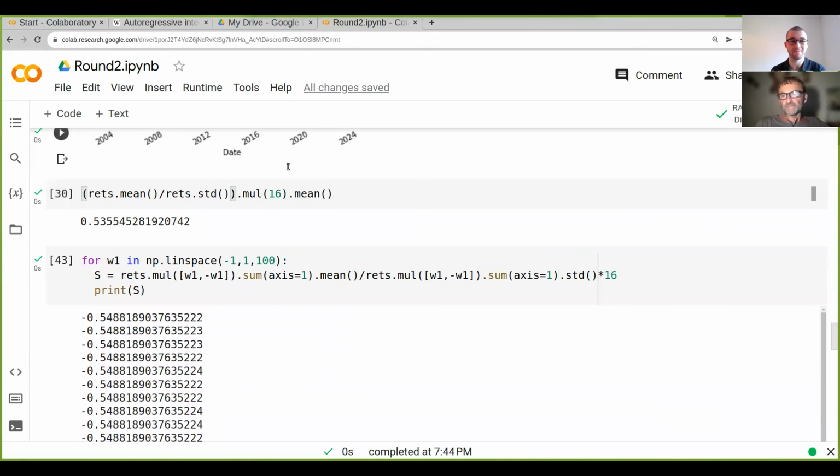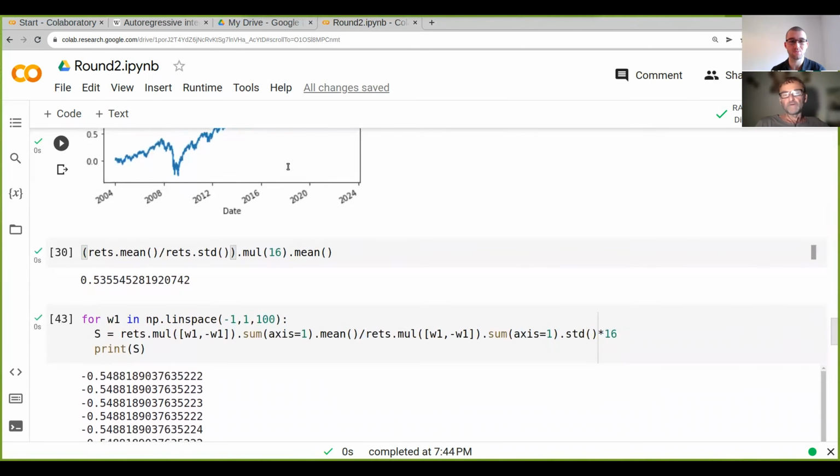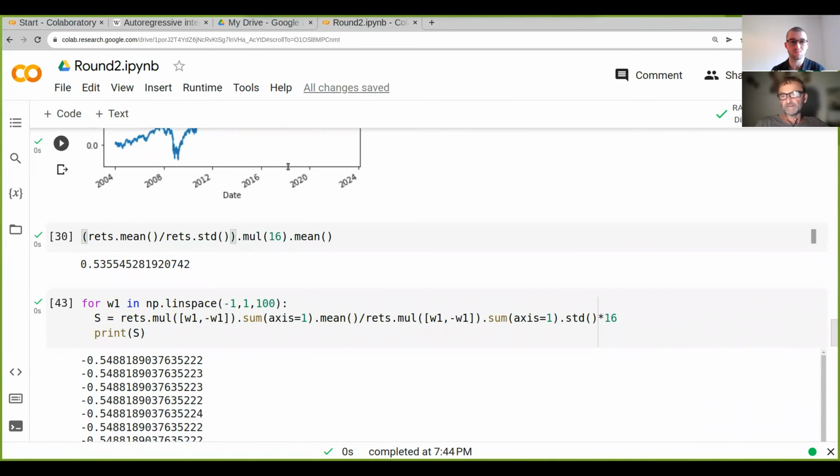The main takeaway here is we can't really improve on the strategy by weighting it, because the two strategies are really heavily correlated. That's the important thing. And so if we had something that wasn't quite so correlated, then we would probably be able to improve.